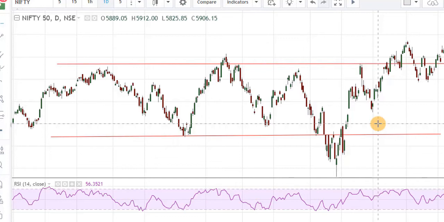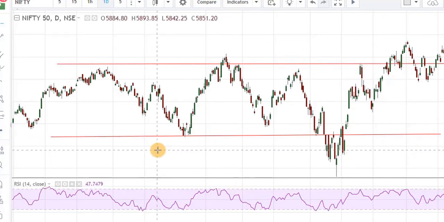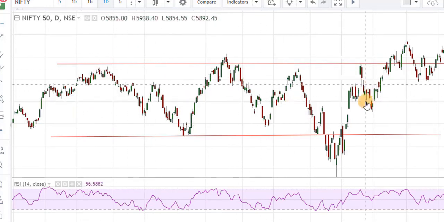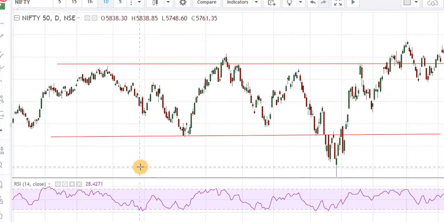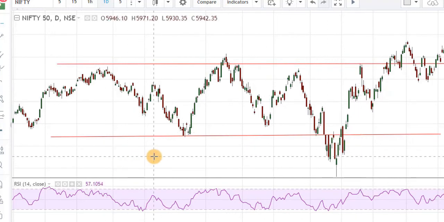It is advised that when RSI crosses above 30, you should wait for the confirmation signal that we get when RSI is above 50. Now here market is moving in a range between two lines. This is the resistance line, this is the support line. So we can make use of RSI here.